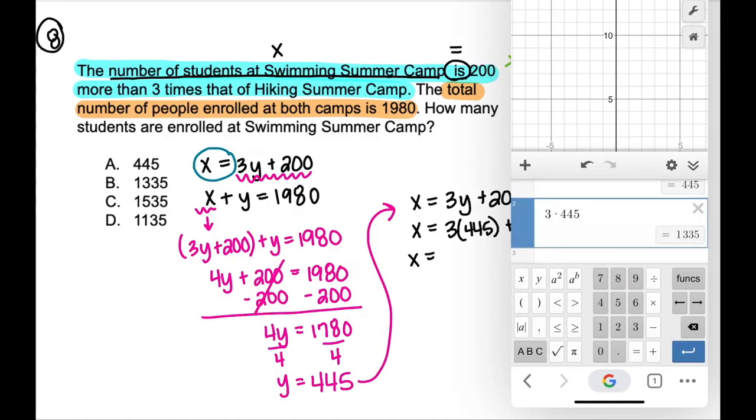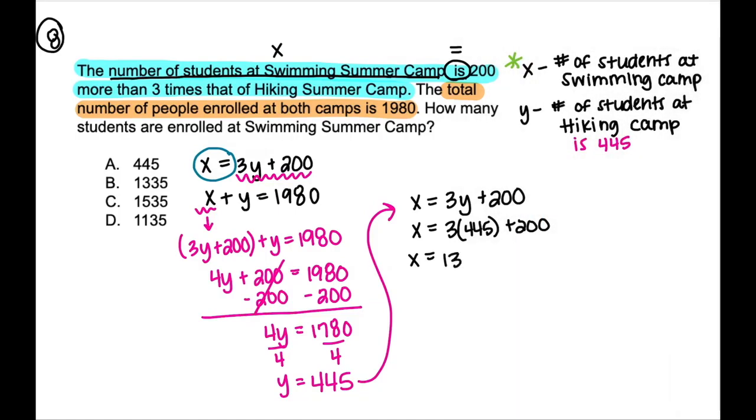Okay, so let's see. 3 times 445 is 1,335. Plus 200. So the number of students at swimming camp is 1,535 students.